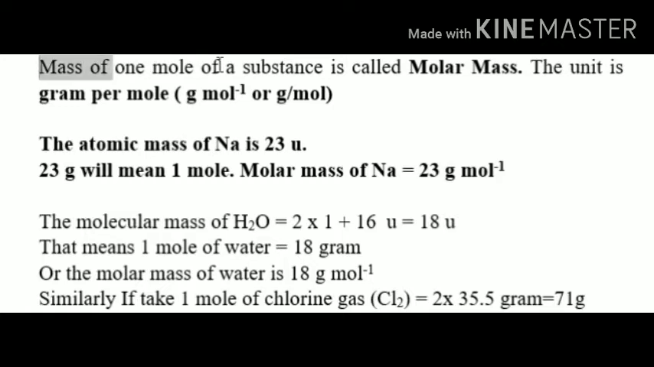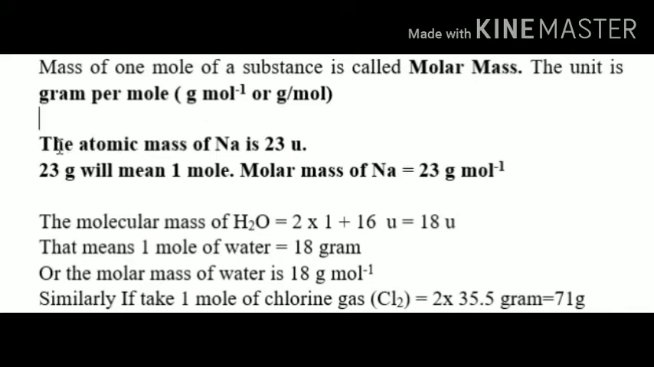Now, mass of 1 mole of a substance is called molar mass. So if I take 1 mole of water and the weight is x gram, then x gram is the molar mass. So mass of 1 mole of a substance is called molar mass. The unit of molar mass is gram per mole. So gram per mole means for 1 mole the weight is dash gram. Okay, so gram per mole or gram mole inverse or gram slash mole. So I can write it in these two ways also.